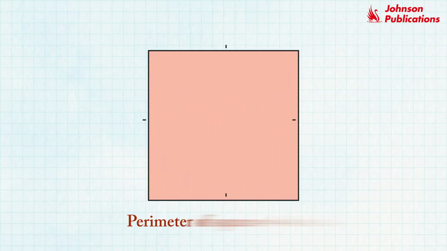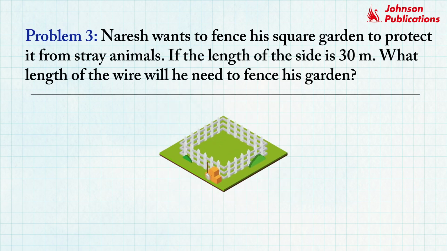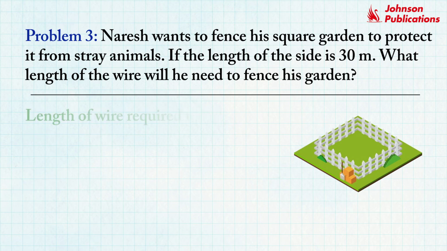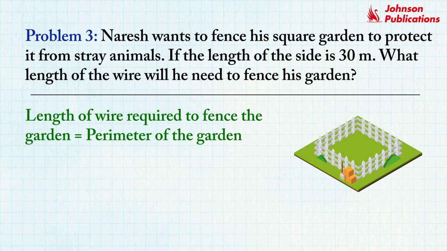For a square, the perimeter equals the sum of all its sides. Naresh wants to fence his square garden to protect it from stray animals. If the length of the side is 30 meters, what length of the wire will he need to fence his garden? Length of wire required to fence the garden equals perimeter of the garden.